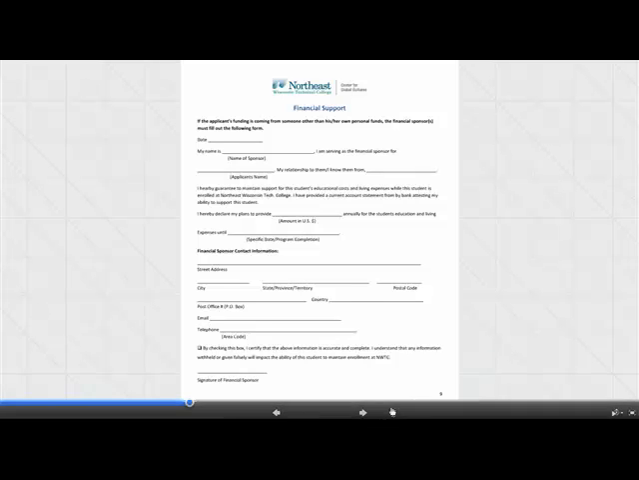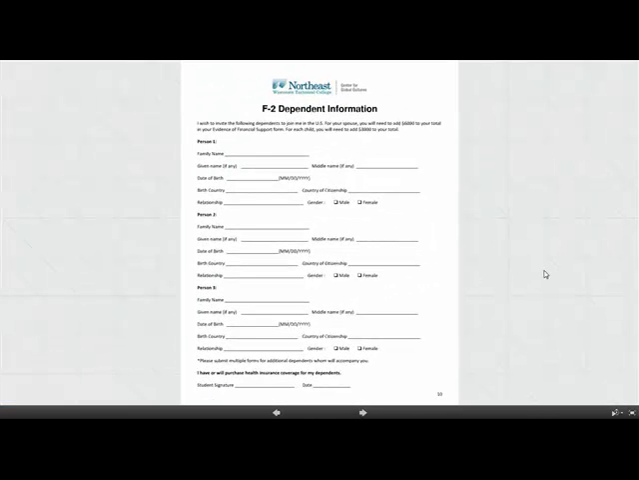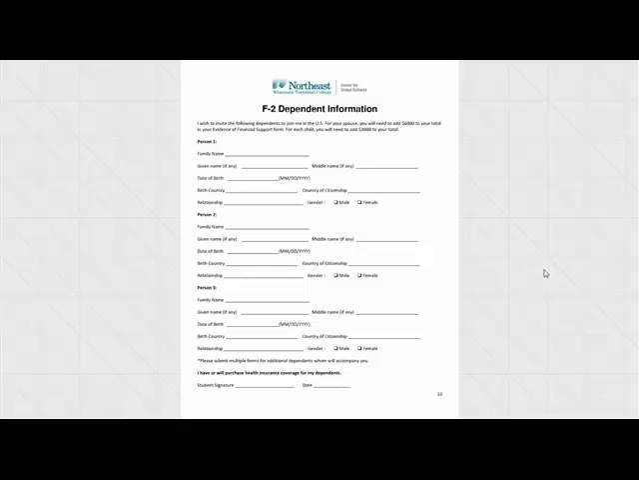If you have children or a spouse who will accompany you to the United States, you will need to fill out the F2 dependent information form so that we know what to put on their I-20.